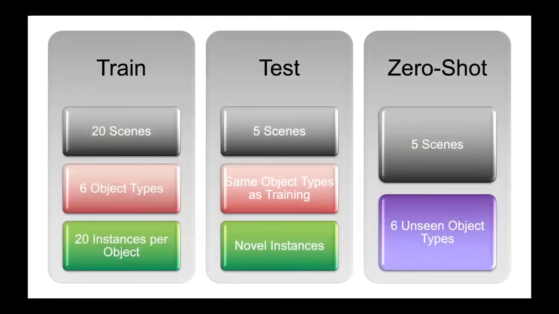We have train and test scenarios. We have 20 scenes, 6 types of objects, and 20 different instances per object category. We also have zero-shot scenarios where we test the robot in scenes that it has never been in before, and manipulating objects that it has not manipulated before.